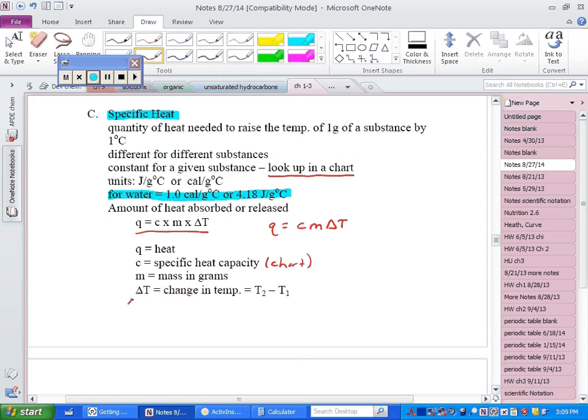That triangle is the Greek letter delta. So that says delta T, which means change in temperature. So you're going to be subtracting the two temperatures that you have in the problem.